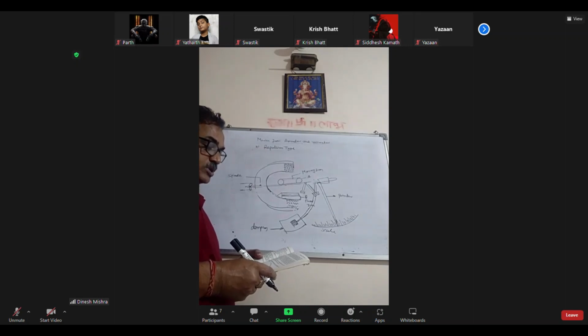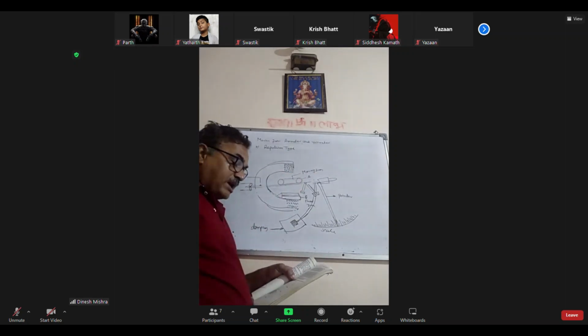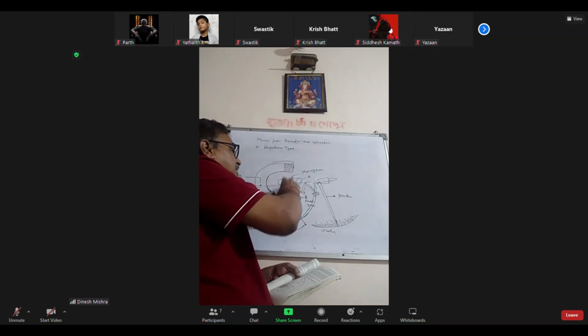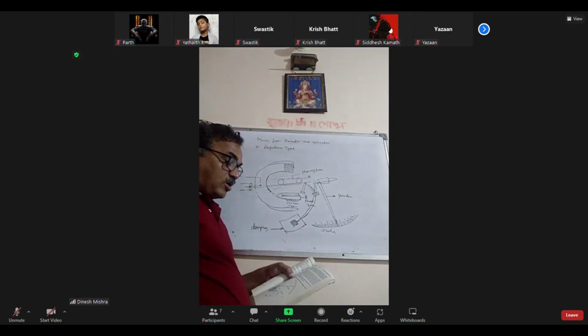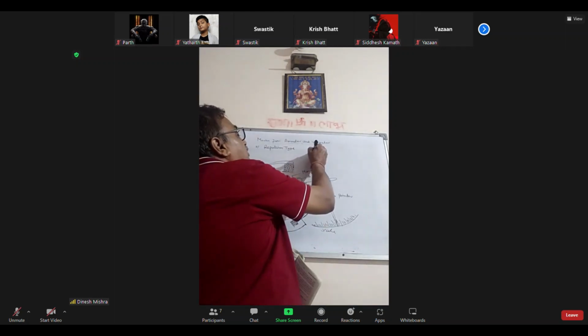The pointer moves over the scale. So when current passes through the coil, जब इसके अंदर coil में current pass होता है, the magnetic field is set up. क्या होता है? Magnetic field set up. Due to the magnetic field, the rods A and B get magnetized. इसके अंदर magnetic field जो आएगा, magnetic lines of force ऐसा क्या होगा? The rods A and B get magnetized with the same polarity.